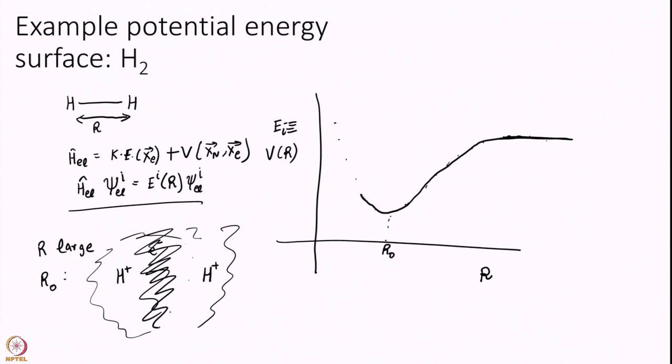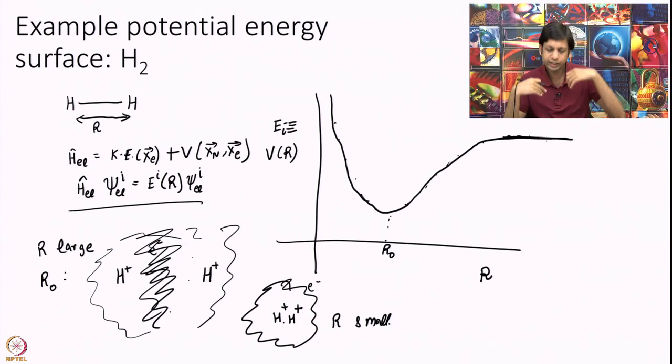And once R becomes really small, so if the two hydrogen atoms come really close to each other, well, what happens then is that the electrons cannot squeeze in between here. So, your electrons are like this here, and the two protons just repel each other very hard. So, you get a very large energy. The two protons are very close and they are repelling each other, and the electrons are not able to help that much because they are just too close to each other.